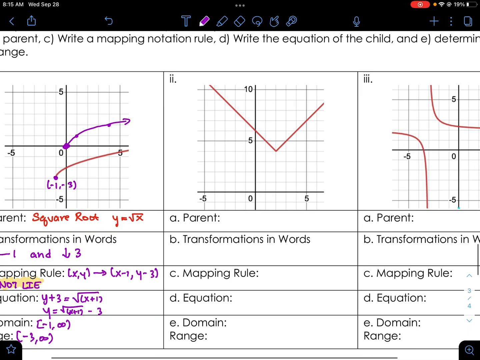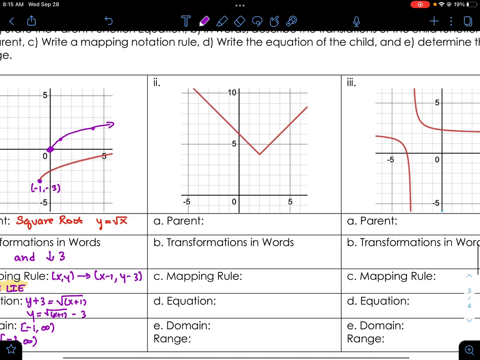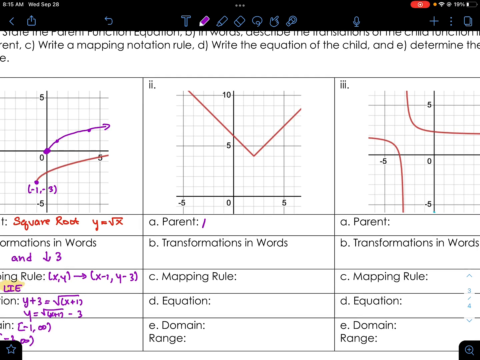For our parent function for the second graph, it is the absolute value function, which is y equals the absolute value of x. And we should know, again, what this graph looks like for its parent function. The absolute value of 0 is 0, the absolute value of 1 is 1. And so we have a V-shaped graph that looks like this.